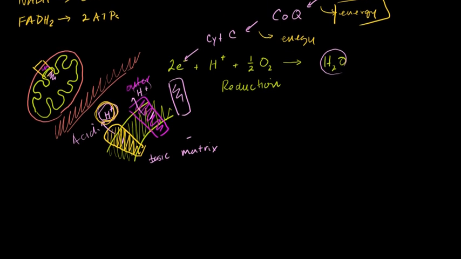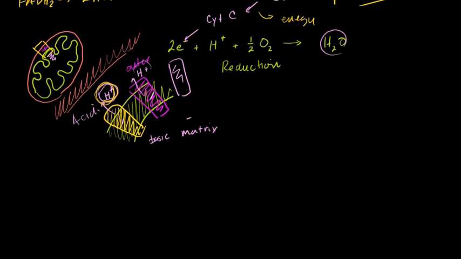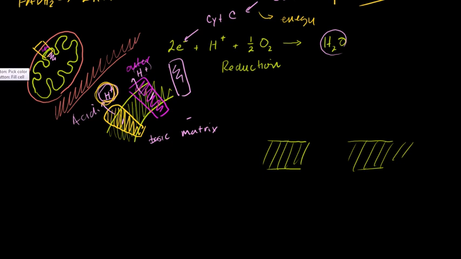So there's a protein that also spans this. Let me draw. So remember, this is all this inner membrane right here. Let me just draw it a little bit bigger right here. So that's our inner membrane, our cristae right there. There's a special protein called, and I'll show you a better diagram of what it looks like in a second, ATP synthase.